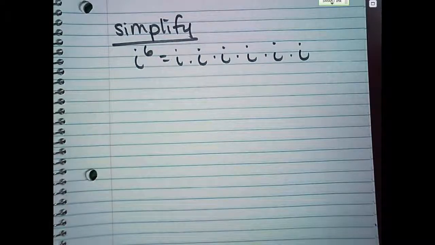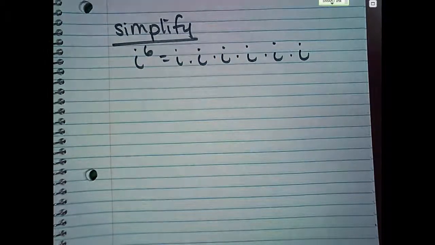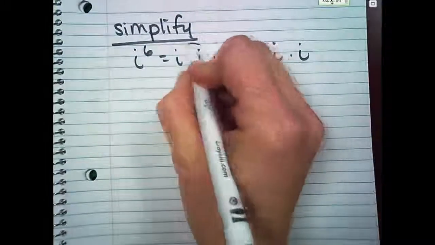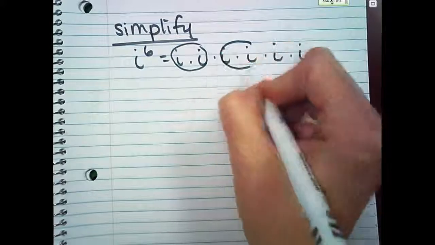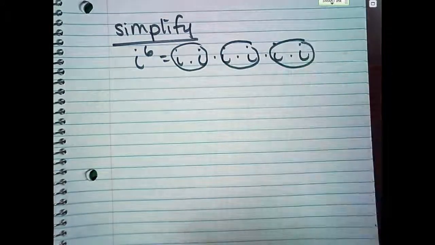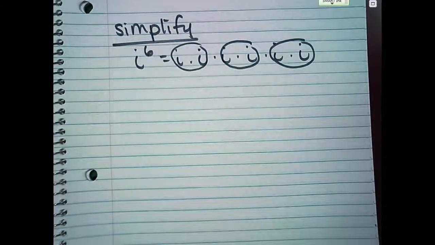Okay, so I'm going to do it with 6 and kind of show you the pattern. What do we know that an i times an i gives me a value of what? Negative 1. Okay, do you agree? So then what you can do is we're going to break this up into groups of 2. Why am I breaking into groups of 2? Because I know i times i is what value?